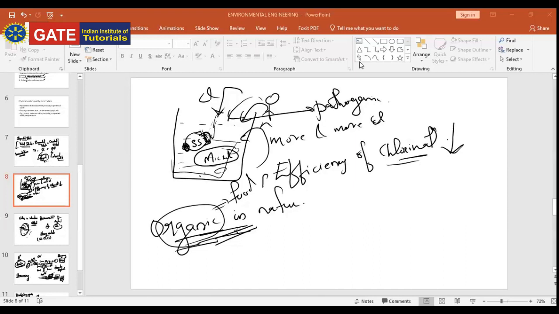Now what about the fourth point? If organic matter is present, what will happen? The bacteria will come to feed upon the organic matter, which will increase the chance of disease-causing microorganisms or pathogens growing inside the water. Got it? So this cannot be controlled. This may go beyond our control. So this can cause several waterborne diseases.